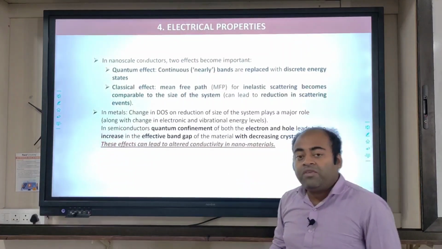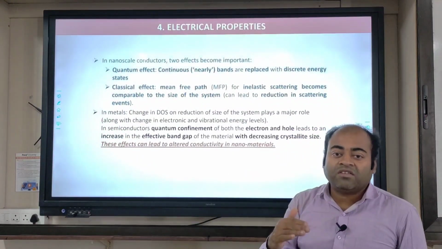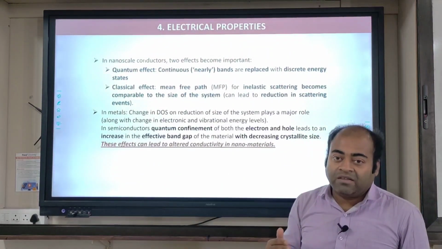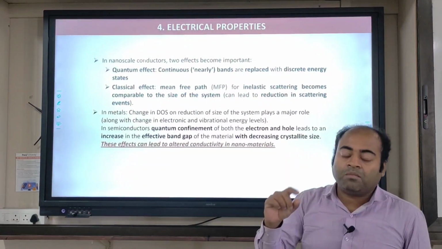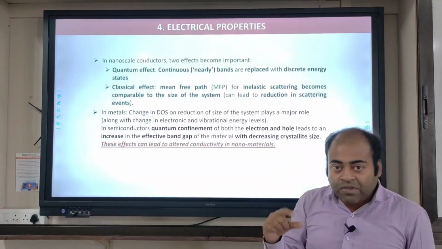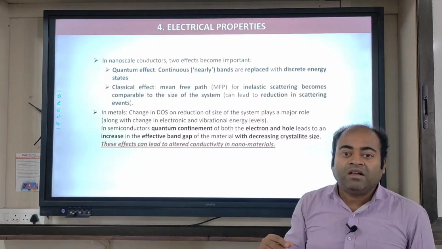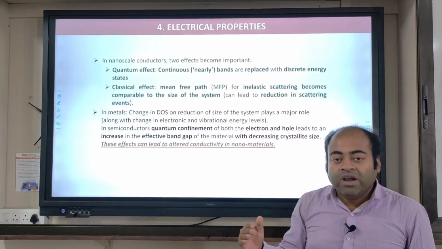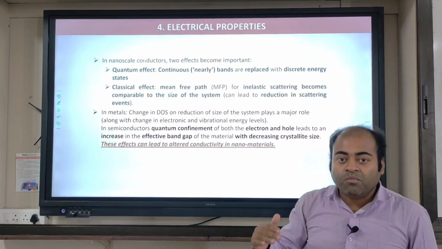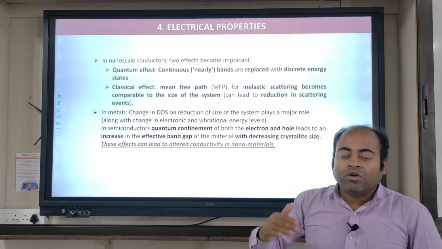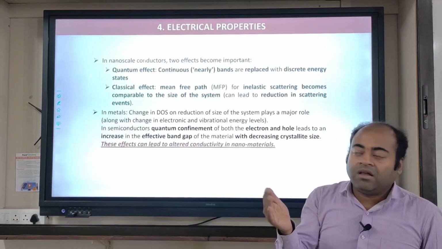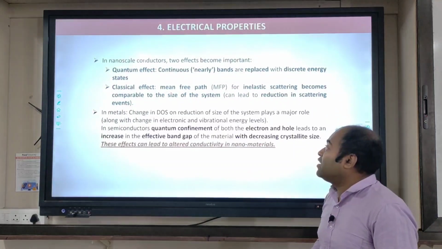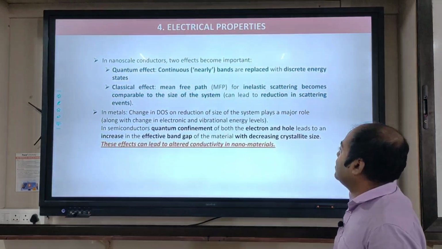Now in the quantum effect, it is due to the discretization of the energy bands, and we know that due to discretization, especially in semiconductors, the band gap increases, and if the band gap increases, then the conductivity will decrease, because proportionately more energy is required to move the electrons from the valence to the conduction band. And the classical effect is the mean free path.